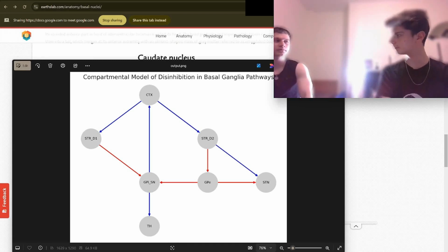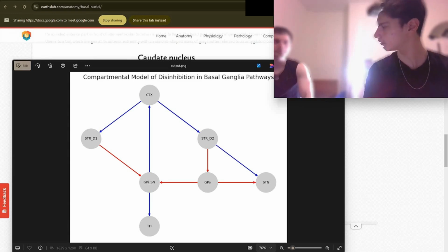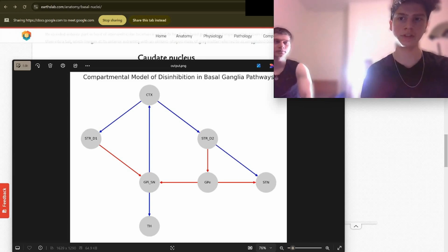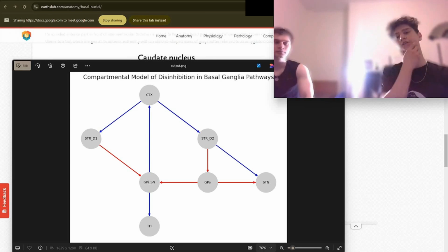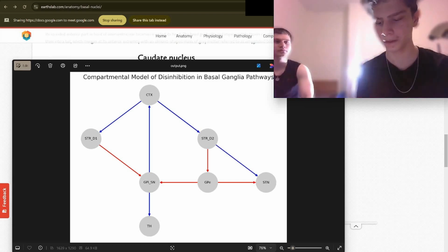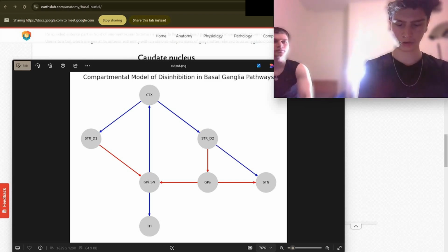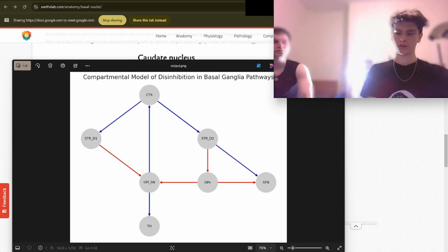You make reference to that? Okay. So the substantia nigra will release dopamine to have an excitatory effect. Note that dopamine can have an inhibitory effect, even though most people think it's just an excitatory neurotransmitter. It'll have an excitatory effect on the striatum.